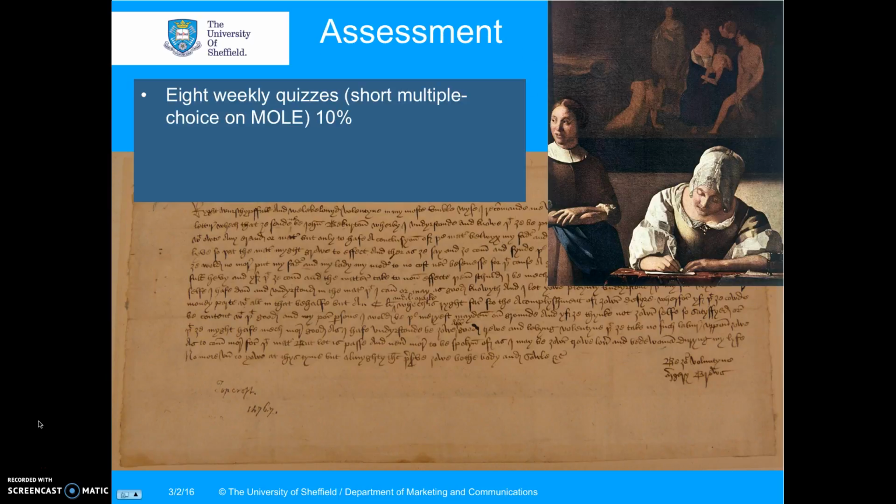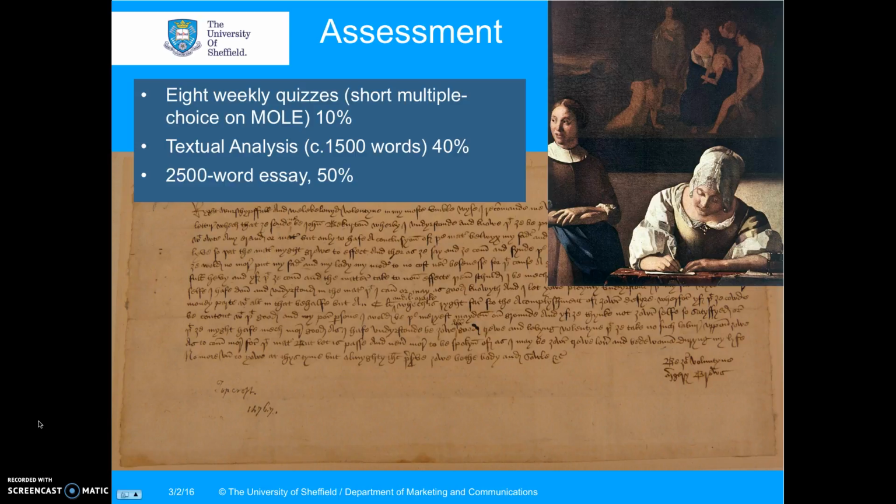So for assessment, 8 weekly quizzes, right, which are short, multiple choice, available on Mole, right, should be fairly straightforward if you've done your reading for the week. These are worth 10% of your overall grade. Then about halfway through the module, there's a textual analysis, which will involve you looking at an actual letter and applying some of the terms and concepts in an analysis of what's going on in that letter.